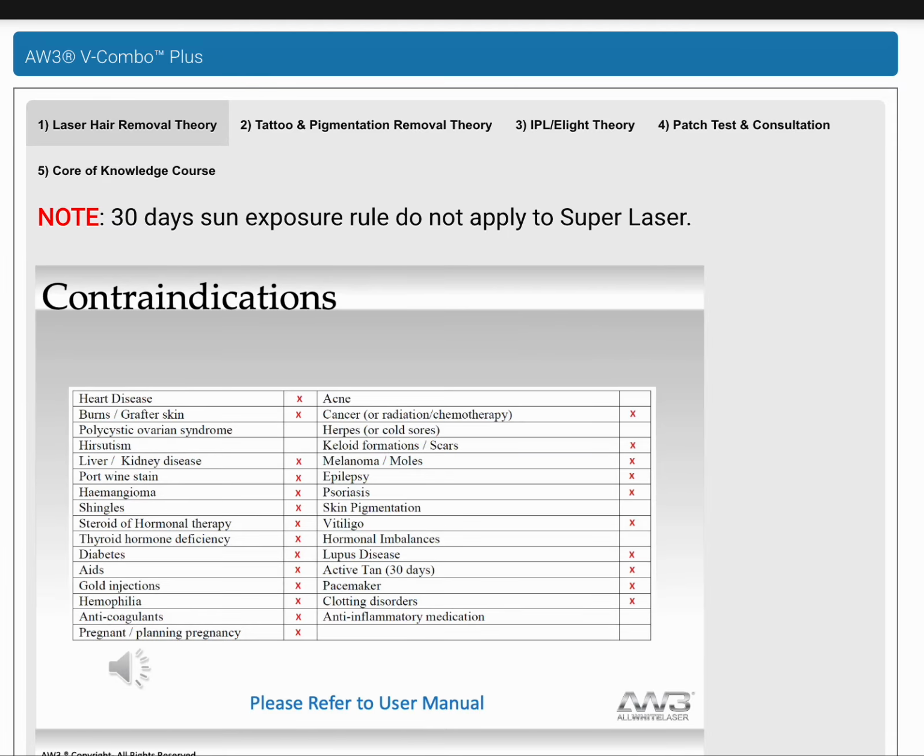Before performing a patch test, we must go through all the contraindications that may prevent us from carrying out any IPL treatments for our clients. Any clients who are suffering from heart disease, or have burns or grafted skin, or liver or kidney disease, cannot receive the treatment. If a customer has birthmarks, for example, port wine stain or hemangioma, they can receive the treatment.